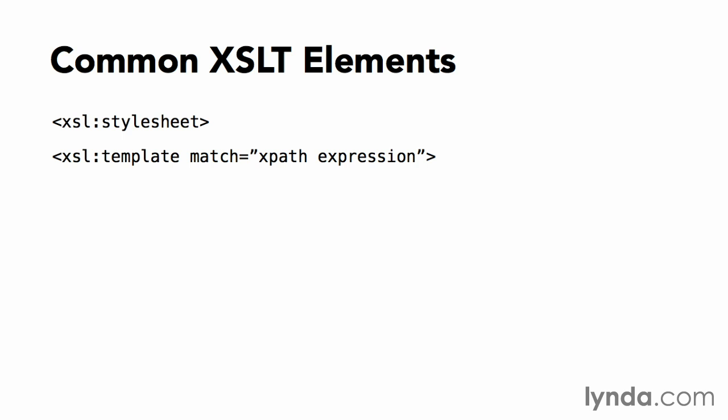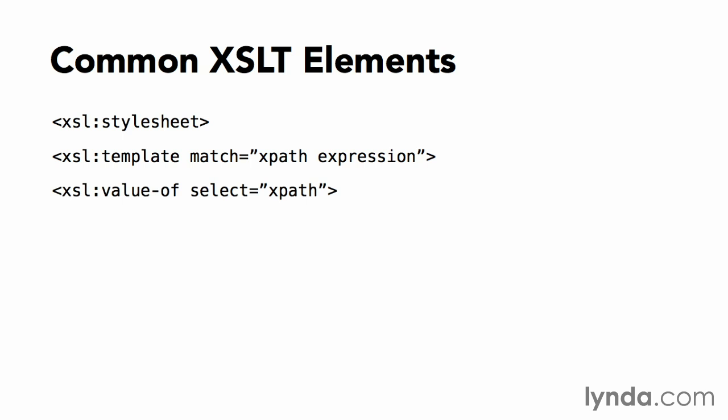Next is the XSL template tag, and the template tag contains either a match attribute, which is an XPath expression, which determines how the template is matched to the content in the source XML data, or it has a name attribute. And templates with a name attribute can be called as if they were functions.